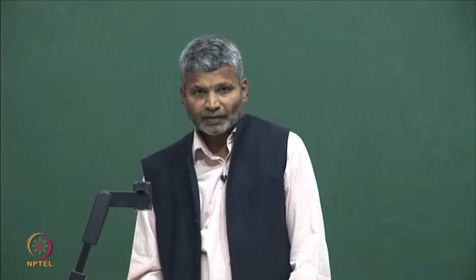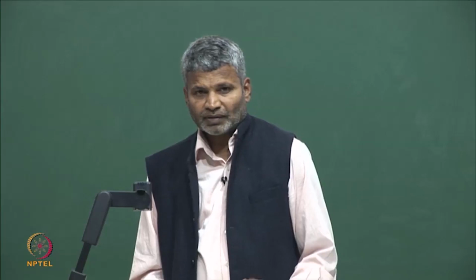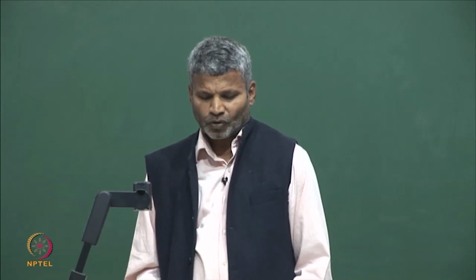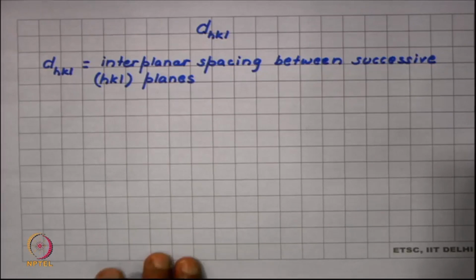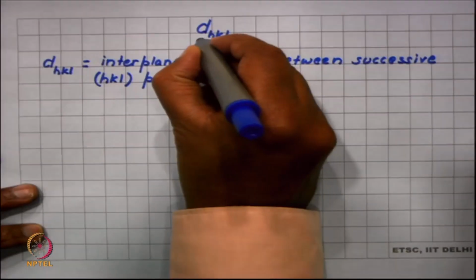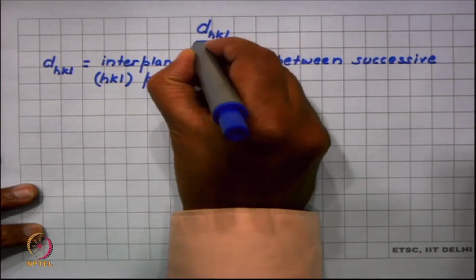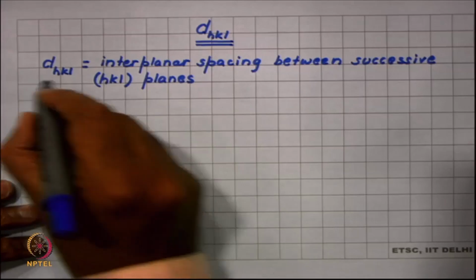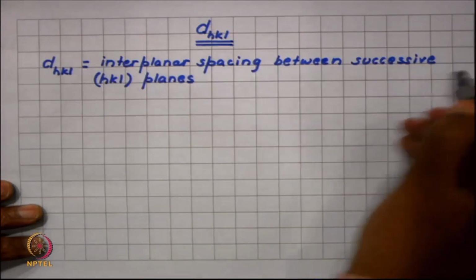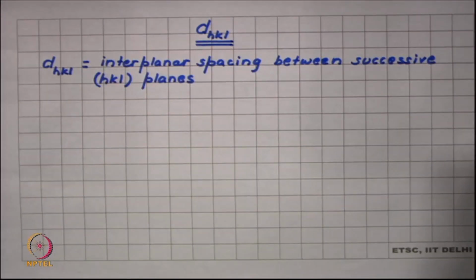Hello, in this video we will define an important concept called the interplanar spacing of a given set of lattice planes, and we will derive this for the cubic system. This interplanar spacing has a universal symbol d_hkl, we will use that. It is an interplanar spacing between successive hkl planes.